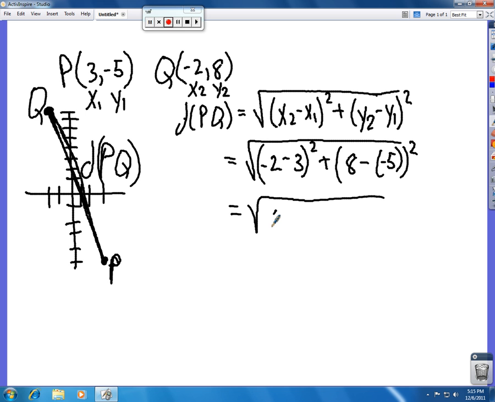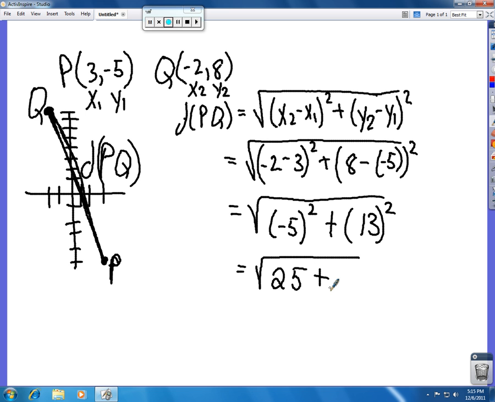Negative 2 minus 3 is going to give you a negative 5 squared. 8 minus a negative 5, you're going to drop the parentheses. The two negatives will make it positive. So then you have 8 plus 5, which will be 13, quantity squared again. So the negative 5 squared is going to be 25. And 13 squared is going to be 169.